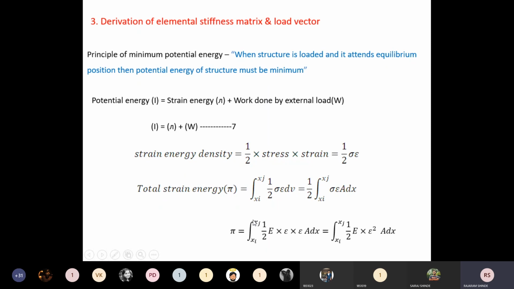Now we have calculated this integration here. Before calculation, stress is replaced by modulus of elasticity into strain. Now this equation becomes half E into strain square into A dx. A and E we can take out of the integration, and half also we can take out of the integration, because these are the constants. This is a constant, AE by 2, strain square.